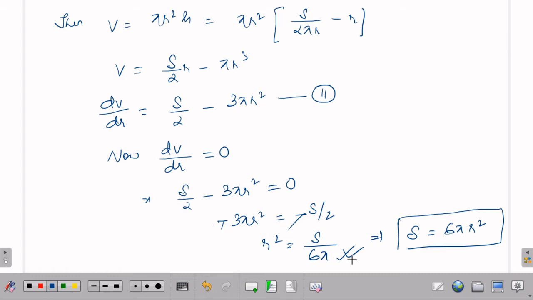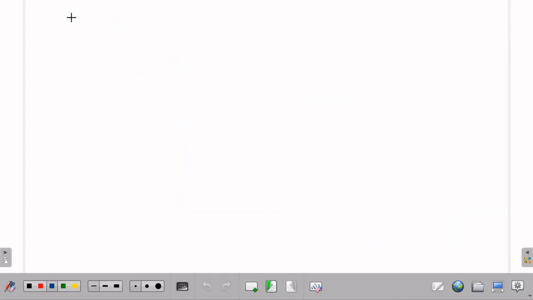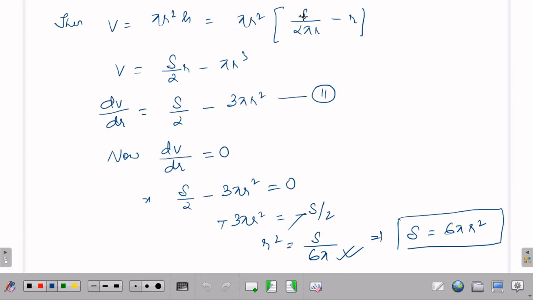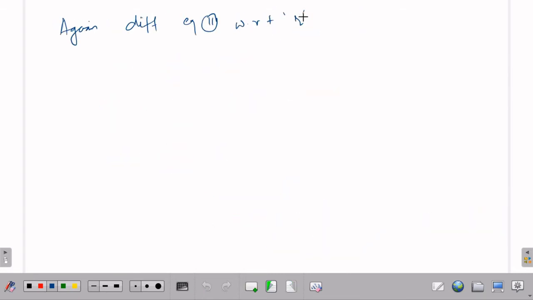So that was your one. I have to differentiate equation number 2 again. So what I'll do, next page, is differentiating equation 2 with respect to r. Again, I'm going to repeat the same thing. If you didn't understand it, pause the video, check nicely again. Okay, so your equation 2 was S by 2 minus 3 pi r square. So that will be your d square V by dr square, because the first one didn't have r, so it will be 0 minus 6 pi r. And let me see, yep, 6 pi r. So I got the answer to be minus.